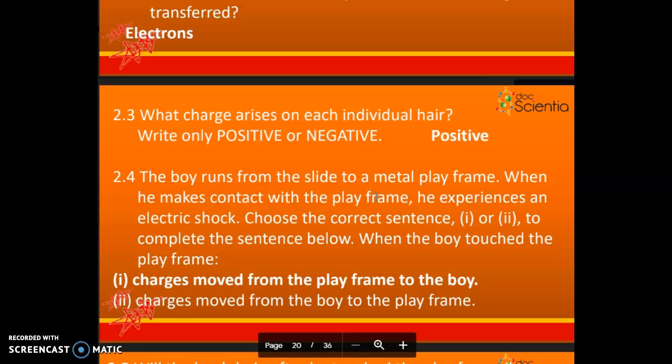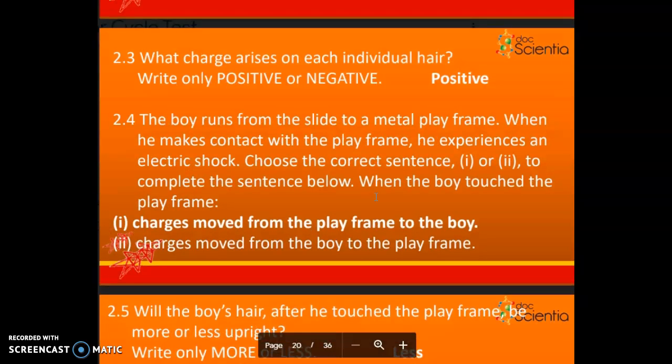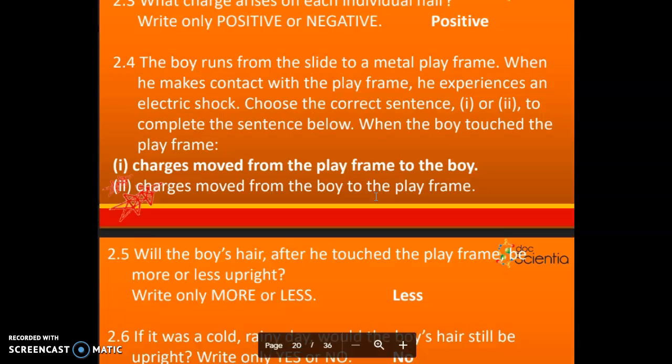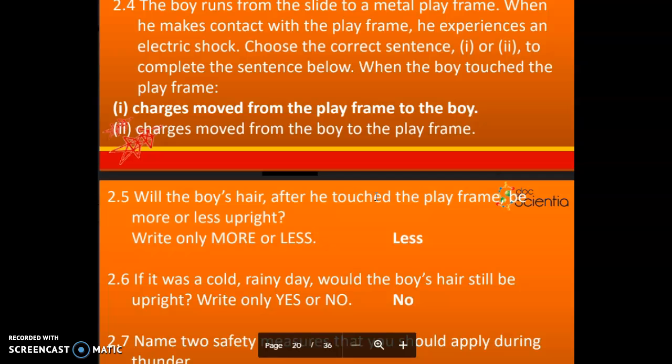It is positive. 2.4. The boy runs from the slide to a metal play frame. When he makes contact with the play frame, he experiences an electric shock. Choose the correct sentence, 1 or 2, to complete the sentence below: when the boy touched the play frame, 1, charges moved from the play frame to the boy, or number 2, charges moved from the boy to the play frame. So charges moved from the play frame to the boy to make him neutral again.